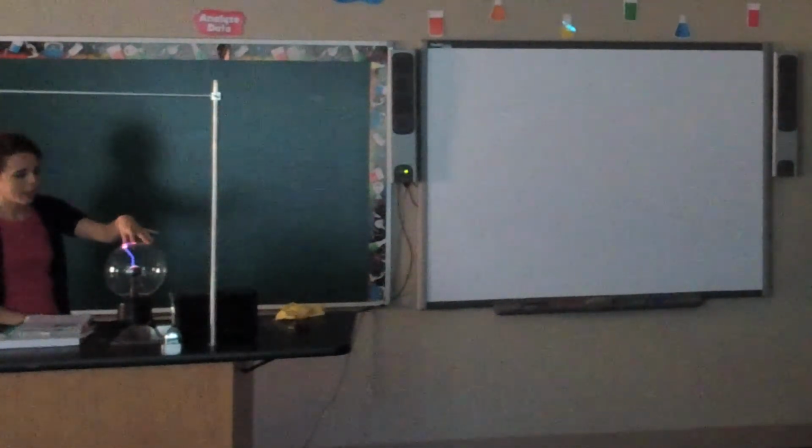You can also overload it with electrons, and that also works. We'll talk more about electricity with this later on. This is another way to get plasma. So again, this is an example of a plasma globe.